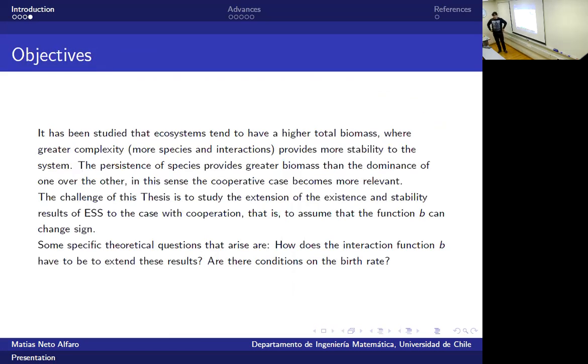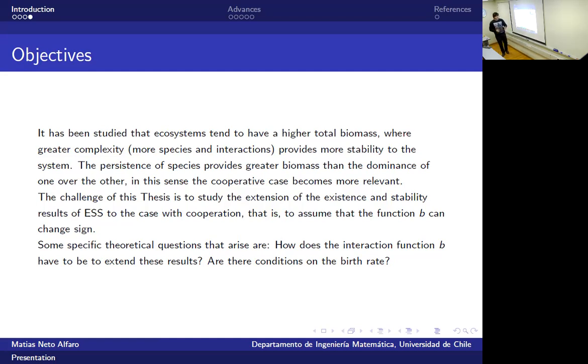So what are the objectives of this research? Well, it has been studied that ecosystems tend to have a higher total biomass with greater complexity. It means more species and interactions provide more stability to the ecosystem. The persistence of many species provides greater biomass than the dominance of one over the others. In this sense, the cooperative case becomes more relevant. Examples of these ecosystems are the tropical forests, for example. And the challenge of this thesis is to study the extension of these results, the results of the paper, to the cooperative case.